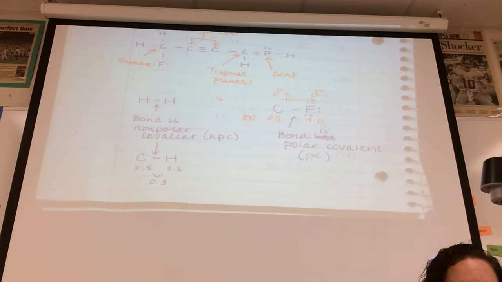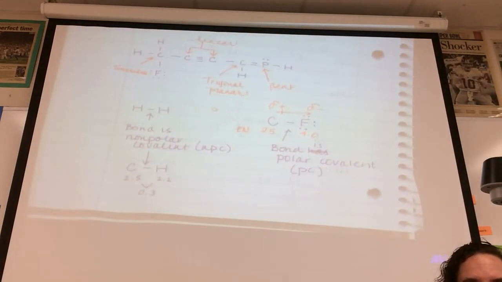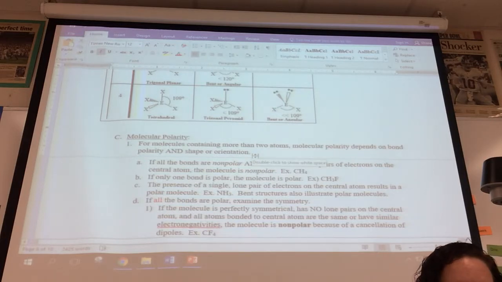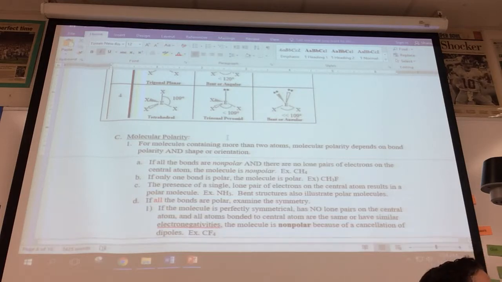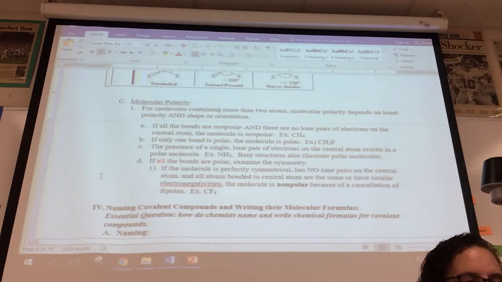Okay, good. Now what we're going to do is look at whether an entire molecule is polar or nonpolar. And there are some simple rules to apply. It says, for molecules containing more than two atoms, molecular polarity depends on bond polarity and shape or orientation. So we're going to look at the polarity of the bonds as well as the molecular geometry of the molecule. We've got four different scenarios that we're going to diagram out. The first one says, if all the bonds are nonpolar and there are no lone pairs of electrons on the central atom, the molecule is nonpolar.